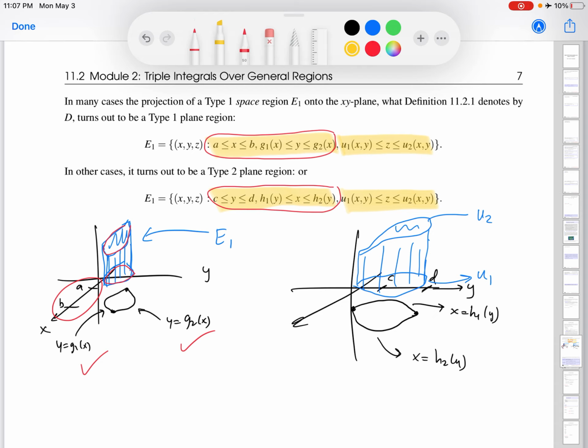However, both of these are type 1 space regions, because Z, the new kid on the block for this module, is bounded between a lower surface and an upper surface. You can therefore imagine that things, as I hinted earlier, could get much more complicated. We could, for example, have a type 2 space region with a type 1 plane region or a type 2 plane region. Or you could have a type 3 space region with a type 1 or a type 2. So lots and lots of possibilities.